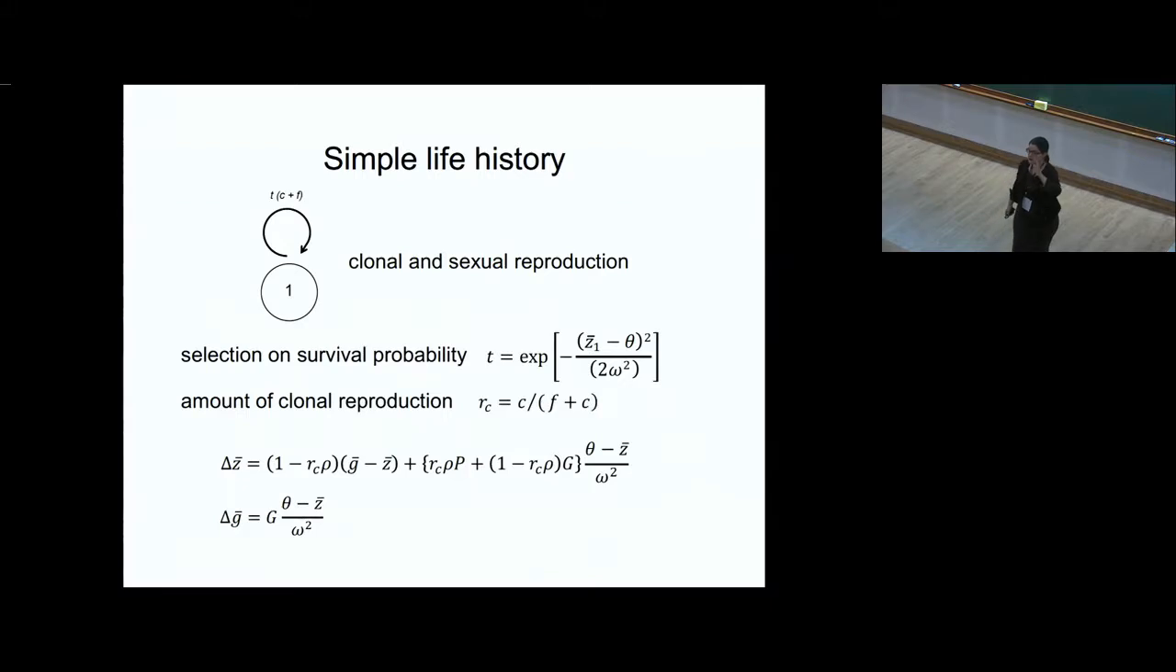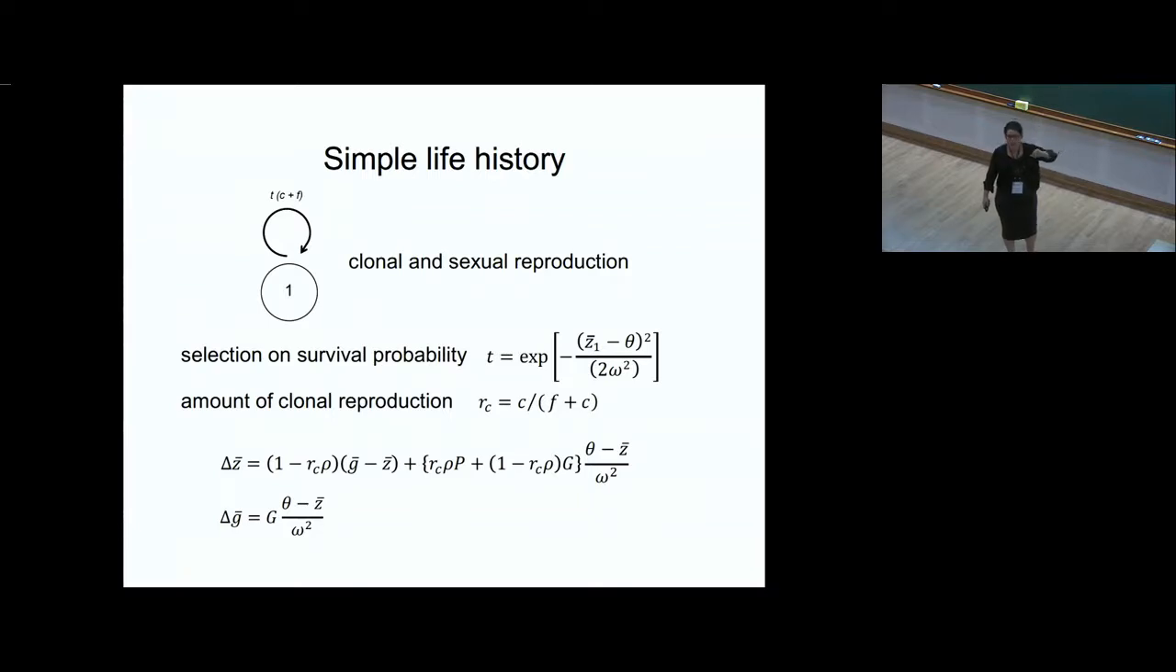Simplest thing that we could think of is first we started with no stage structure, and just non-overlapping generations. Each generation, you survive, and then you reproduce if you survive, right? So we have probability of surviving, and then these two reproductive things. So we can't even write a matrix. There's no matrix for this thing, just a single thing. So we have clonal and sexual reproduction.